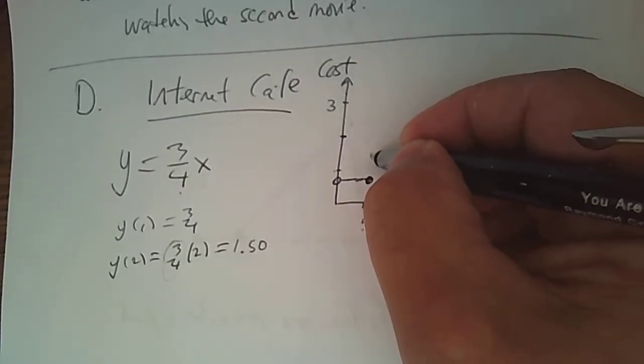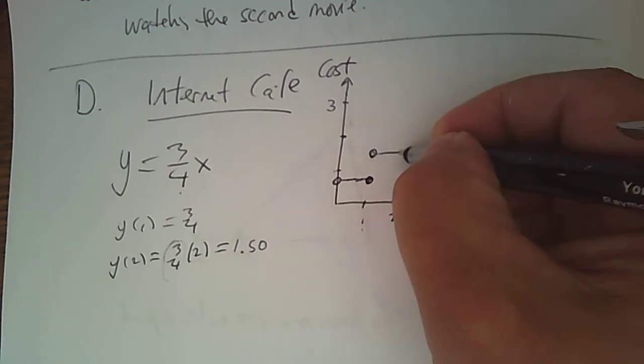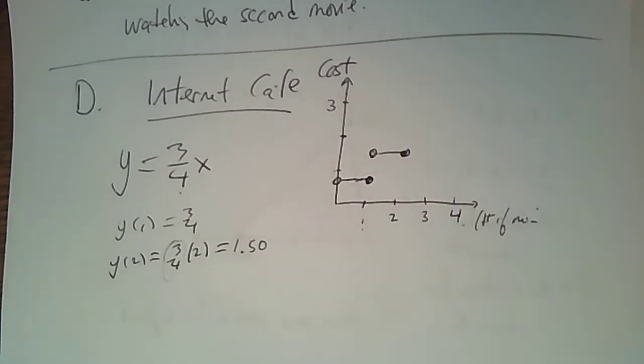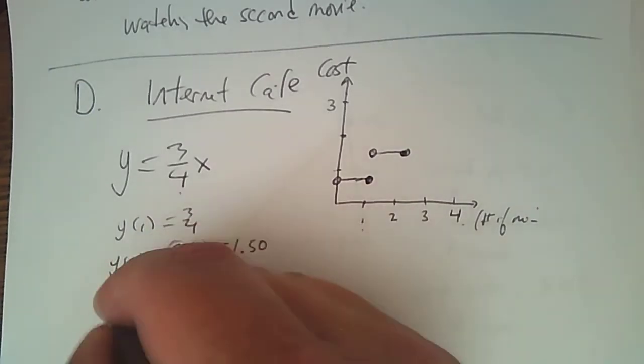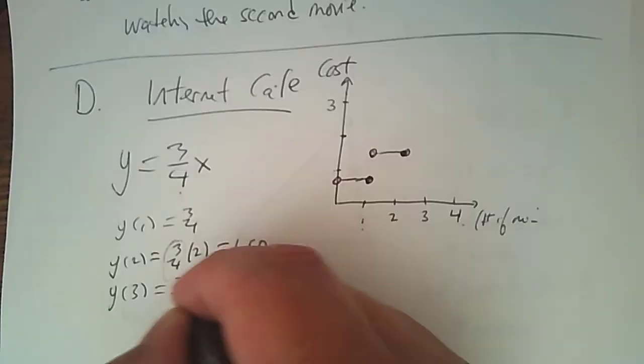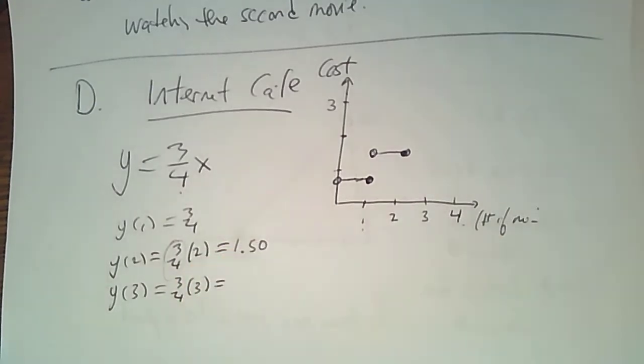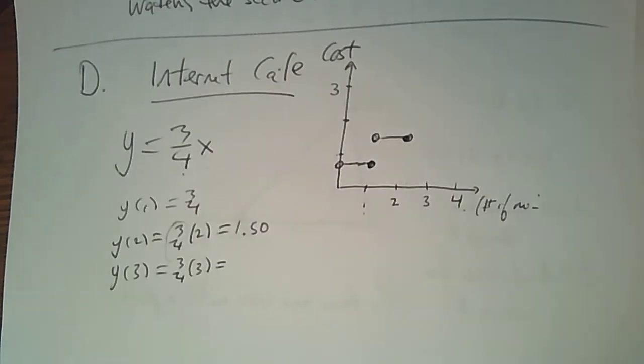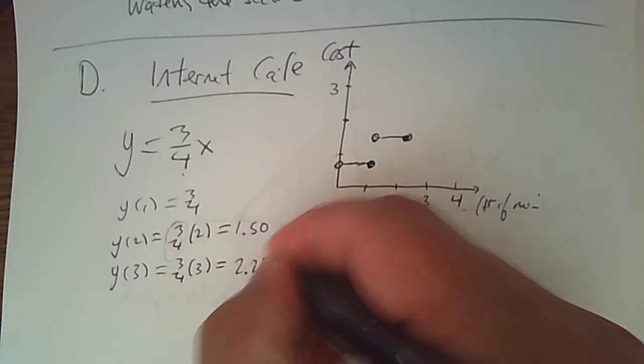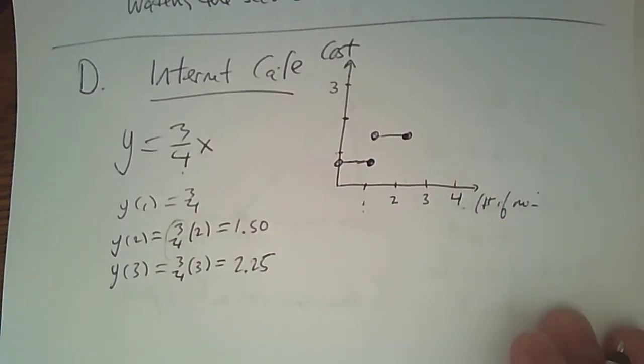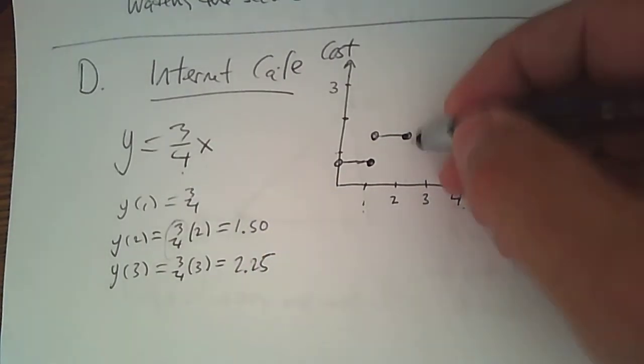So find where you think $1.50 is. It's going to start with a hole, and then at 2. The next one, if I plug in 3, what's 3 times 3/4? So that's 9/4 is how much money. If you think of it as 9/4, it's $2.25.